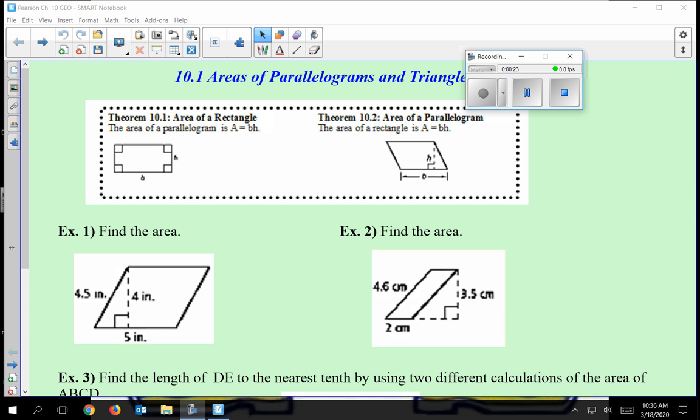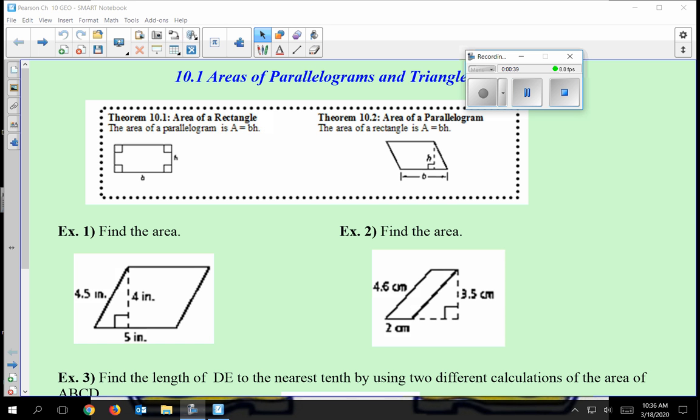So we need to make sure that we know that the formula we're going to use is going to be for all these different things. Okay, so in the box they give you a rectangle, and they also then give you a parallelogram, and for both I need a base and a height. Heights need to be vertical.